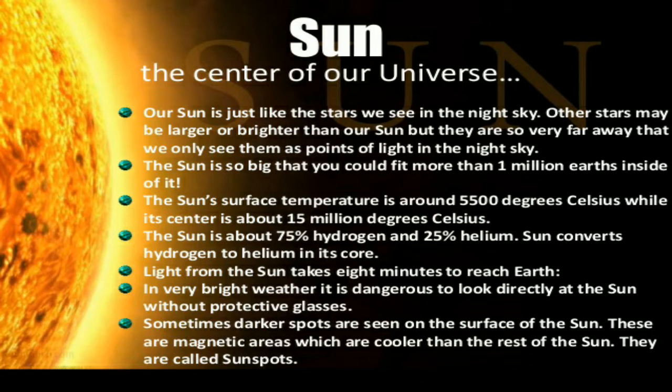The light from the sun takes 8 minutes to reach Earth, and it is dangerous to look directly at the sun without protective glasses. Sometimes darker spots are seen on the surface of the sun. These are magnetic areas that are cooler than the rest of the sun, and they are called sunspots.